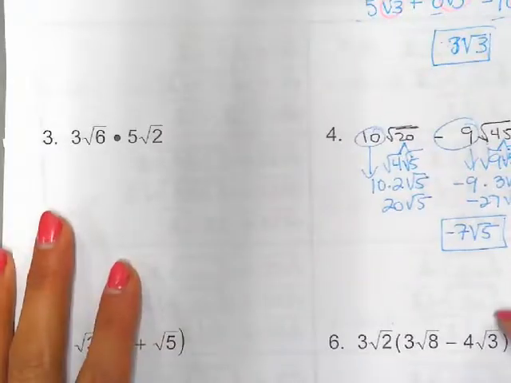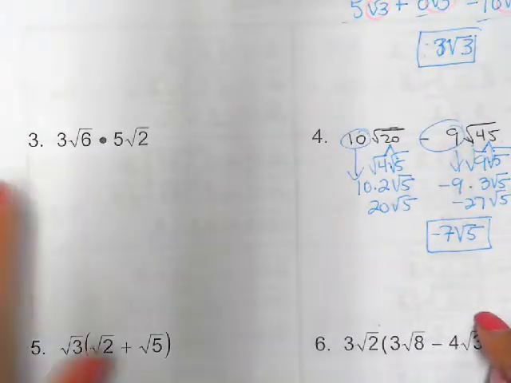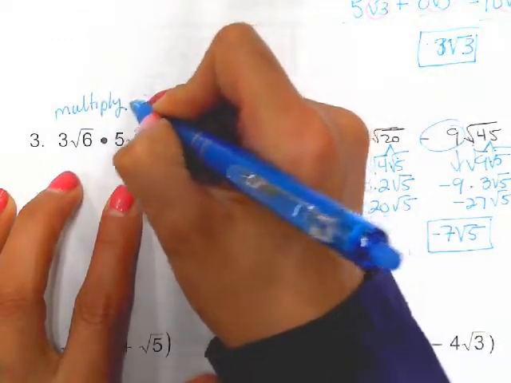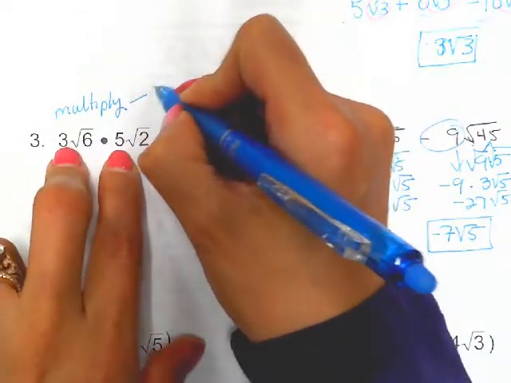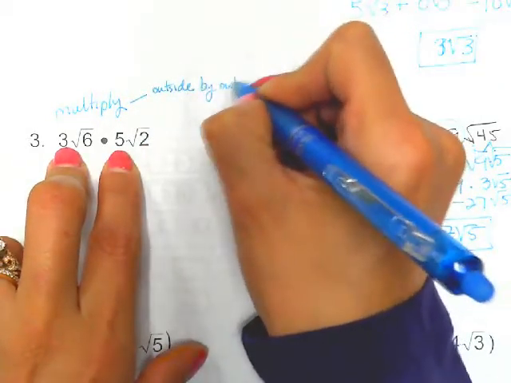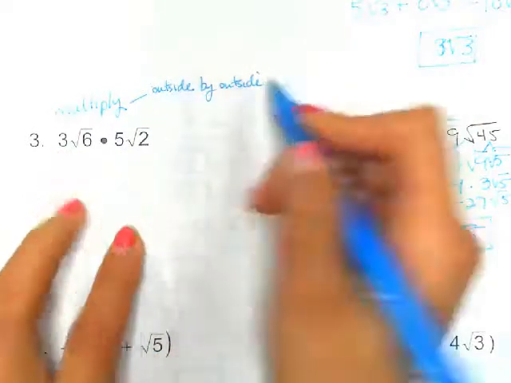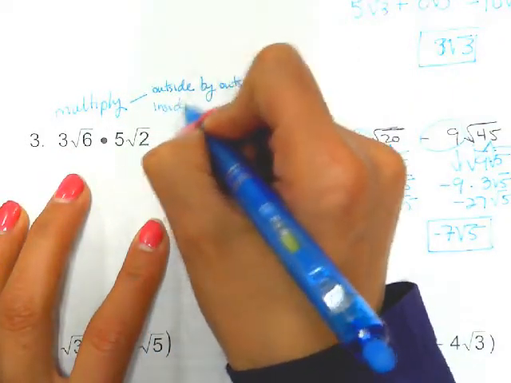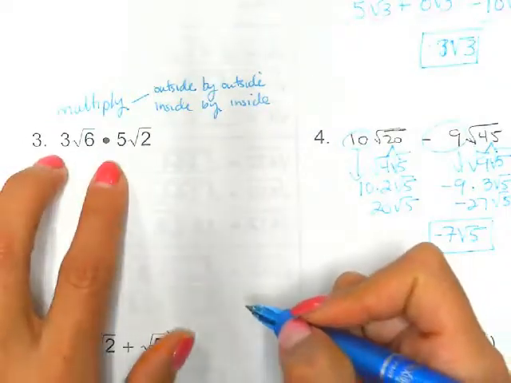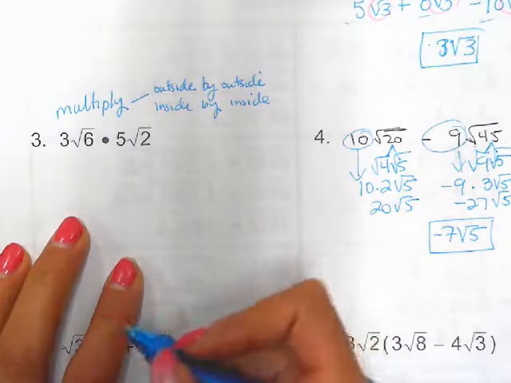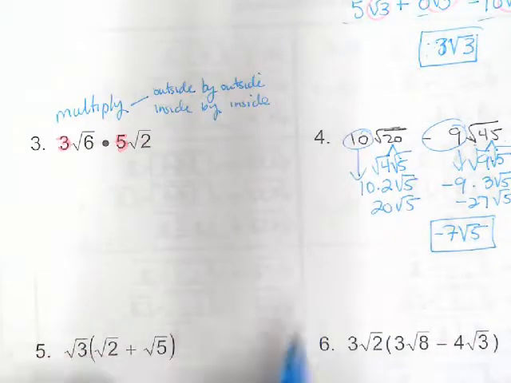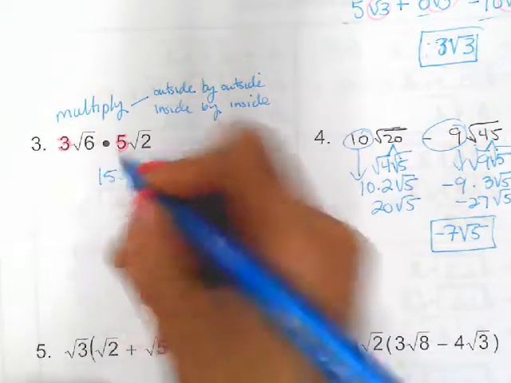Number 3. There's a rule we need to know about multiplying. When we multiply, we can only multiply the numbers that are outside the radical by the numbers that are outside the radical. So outside with outside and inside with inside. So here, the 3 and the 5 are outside, those I can multiply. 15.